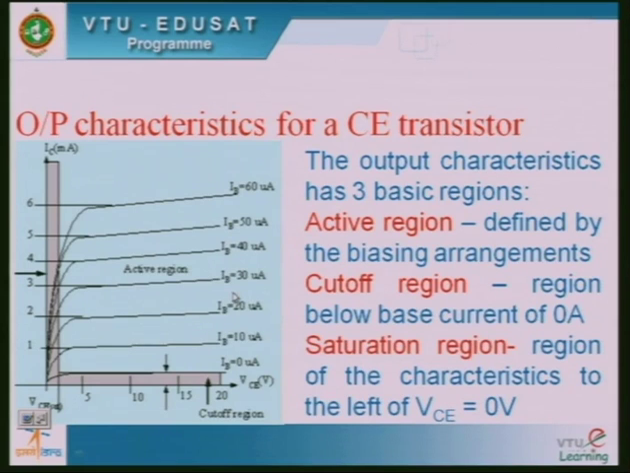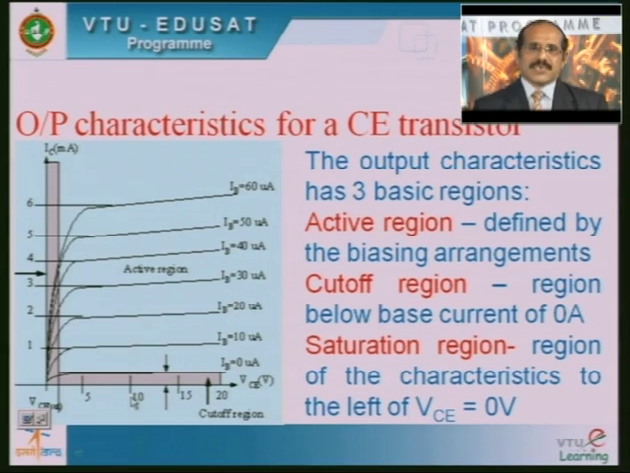And let us see now the output characteristics of a common emitter transistor. Common emitter transistor means the emitter is common with reference to both input as well as the output. In common emitter configuration, input is the base and output is the collector. As shown in this figure, once again there are three regions. One is the cutoff region, active region and saturation region.